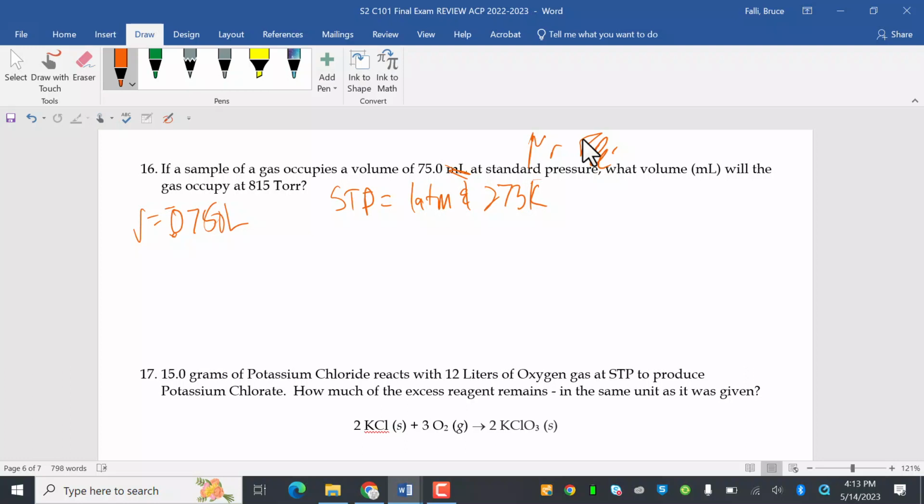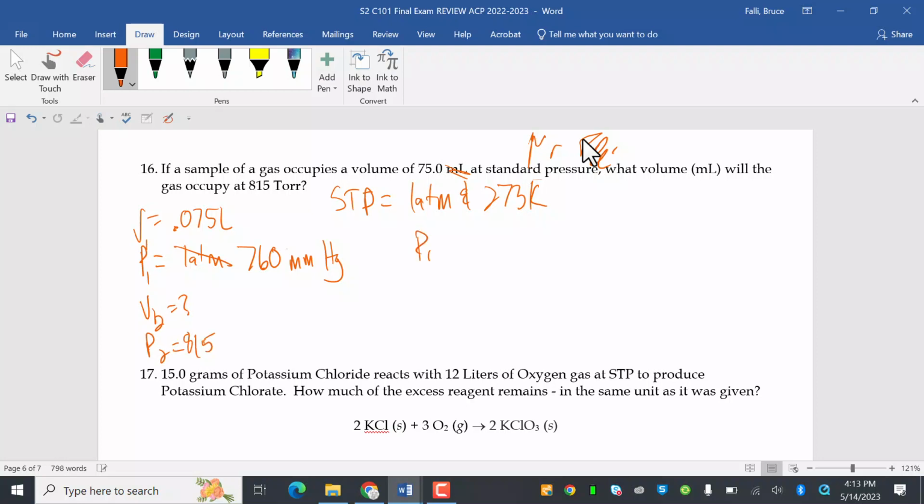So that means I'm going to rewrite this, make it a lot neater. So I have 0.075 liters, and the pressure is going to be 1 atmosphere. What volume will the gas occupy at 815 torr? So I did an atmosphere, so remember standard pressure is 760 millimeters of mercury too. Changing those units around. So this is my original. V2 equals question mark. P2 equals 815.